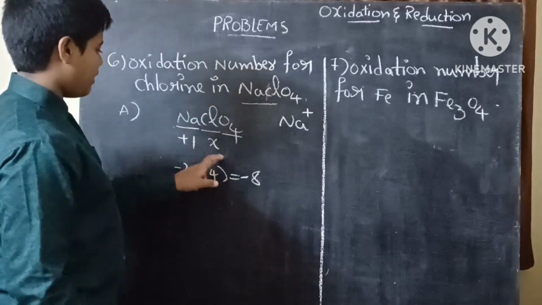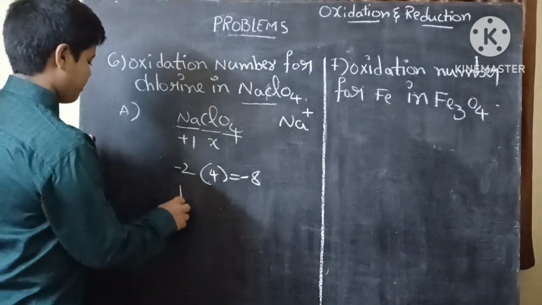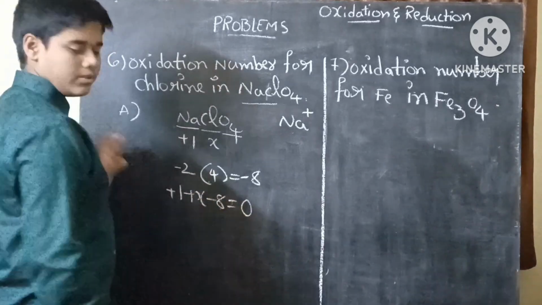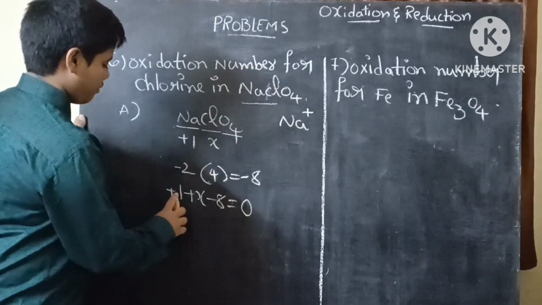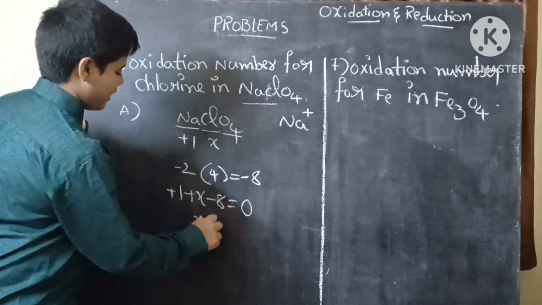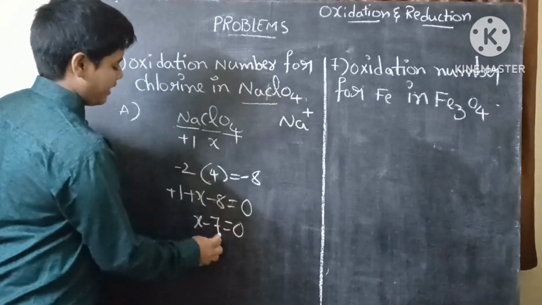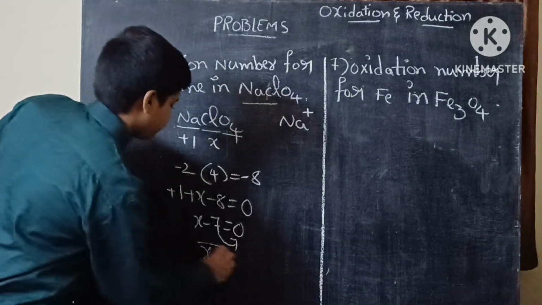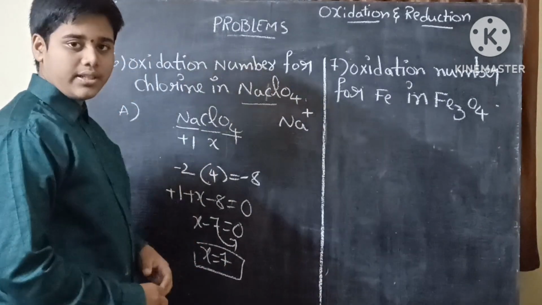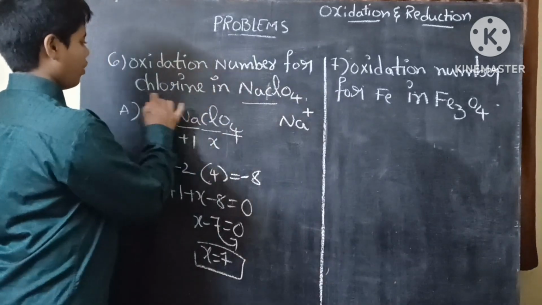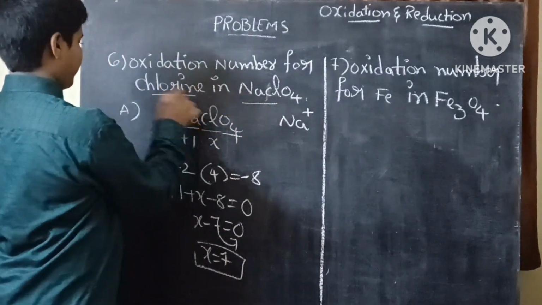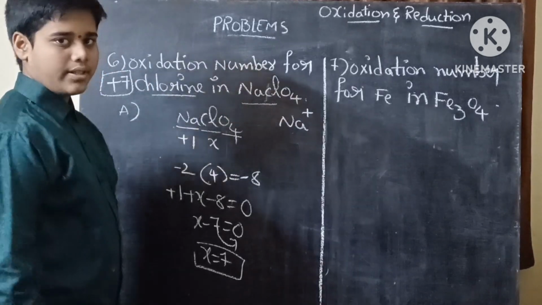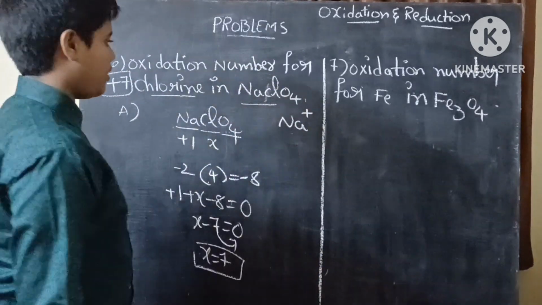Okay, so we have to add all these three. So plus 1 plus x minus 8 equals 0. We have to equate with 0. So 1 minus 8 is minus 7 equals 0. And if I transfer minus 7 to this side, x equals 7. Okay, so the oxidation number of chlorine in this compound is plus 7. Okay, here plus 7.